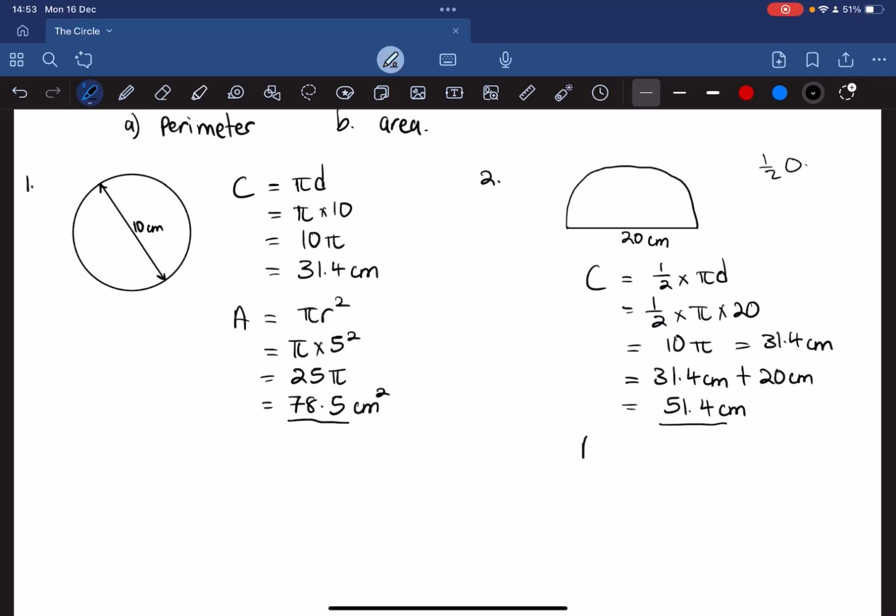for the circumference. And then for the area, again, we're going to say half pi r squared, and we get half multiplied by pi multiplied by the radius for this diagram, which is going to be 10 centimeters. So that's 10 squared, which is equal to 50 pi, and that is the same as 157.1 square centimeters, correct to 1 decimal place.